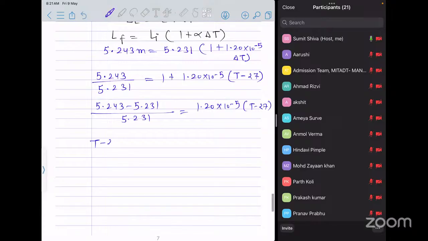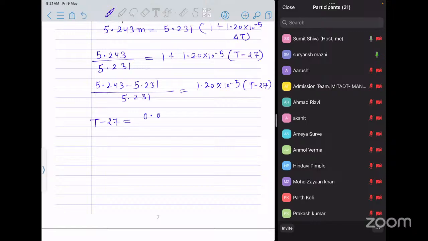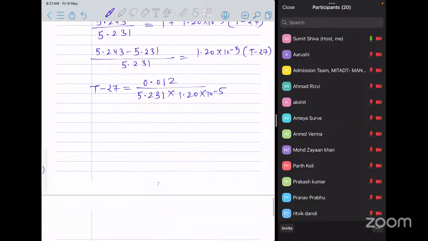So T minus 27 can be given as: what is the difference of 5.243 and 5.231? Could you subtract it for me fast? Yes, 0.012. 0.012 divided by 5.231, and this factor will come into the denominator: 1.20 times 10 raised to power minus 5. Now you can simplify it.